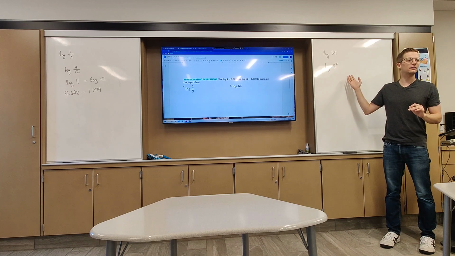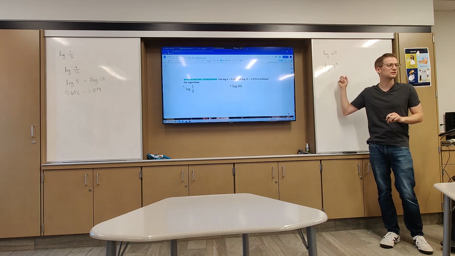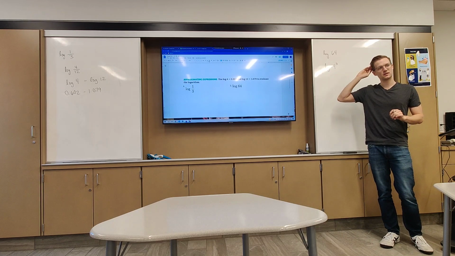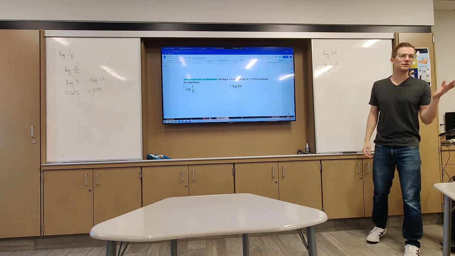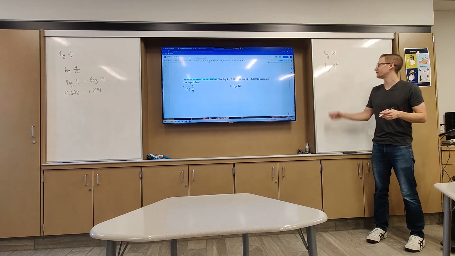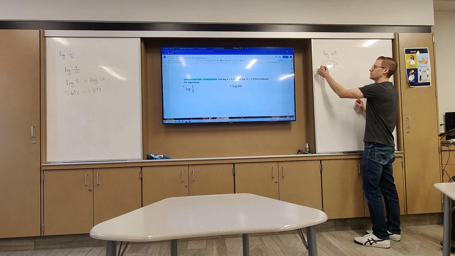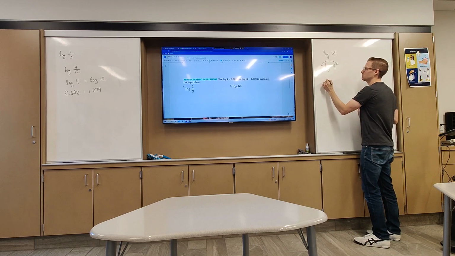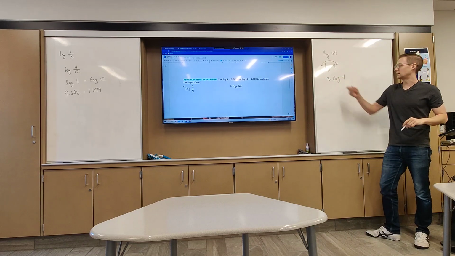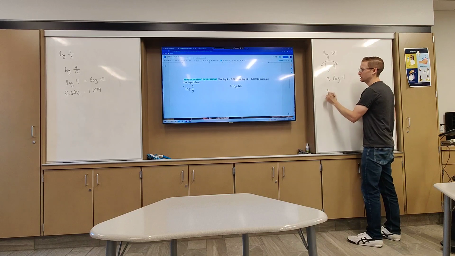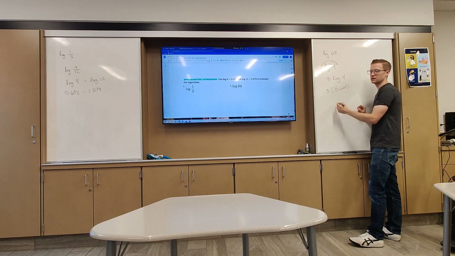And then what property of logs can I use to rewrite this? Product? No. The power property of logs tells me that if I have something to the power of something, I can grab this exponent and put it in the front. And so this is equal to 3 times log of 4. And then I can just replace log of 4. So 3 times 0.602. And whatever that is, that's your answer.